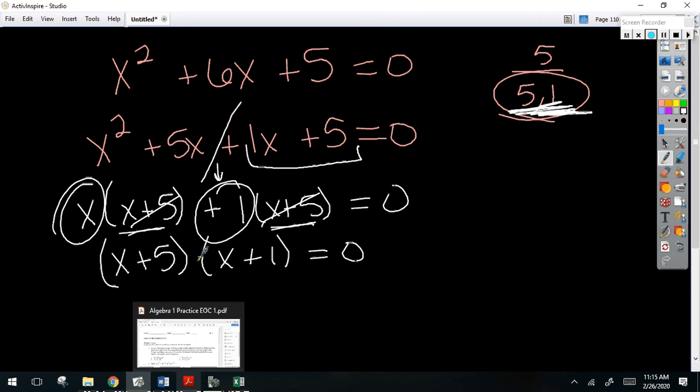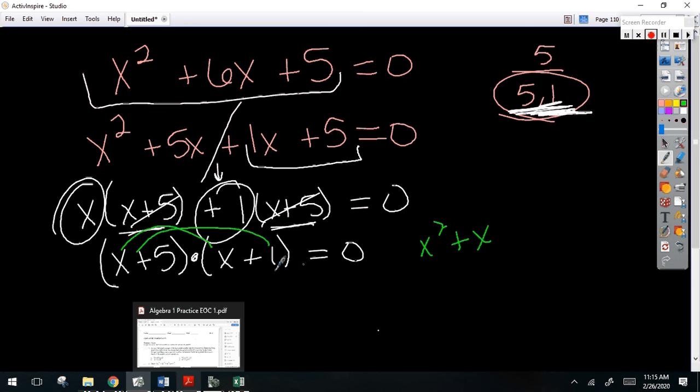Okay, so look, because that's the whole goal, is that you multiply. If you FOIL this back out, you'll end up back here. Let me just show you in case you don't believe me. X squared plus x plus 5x.